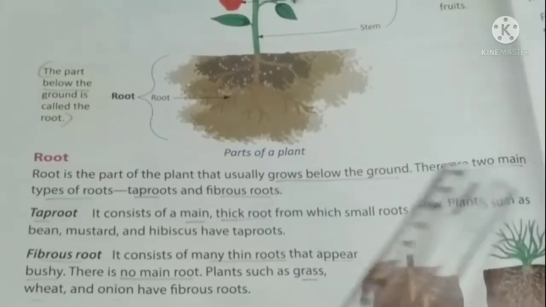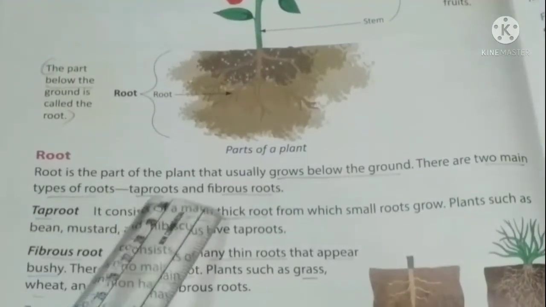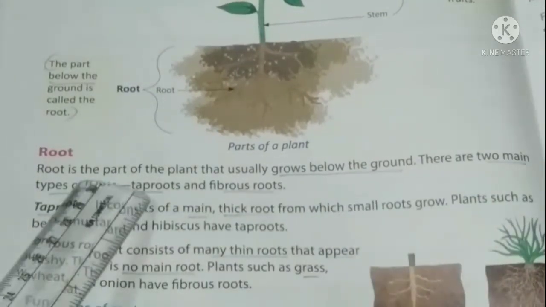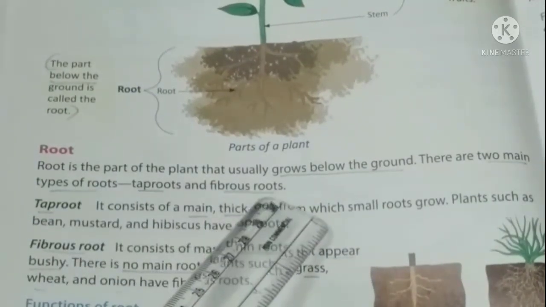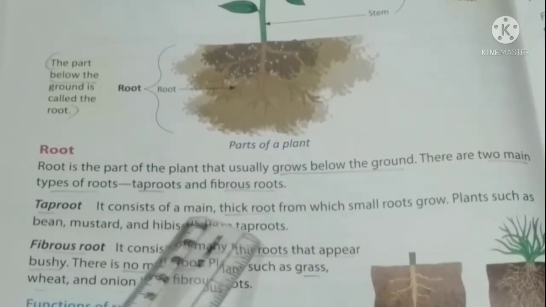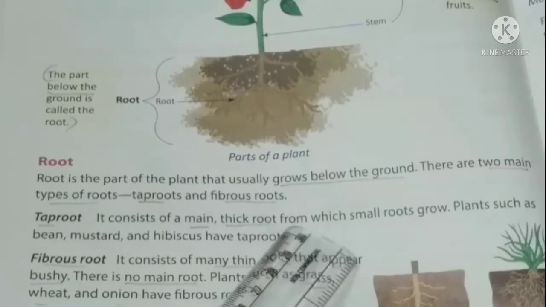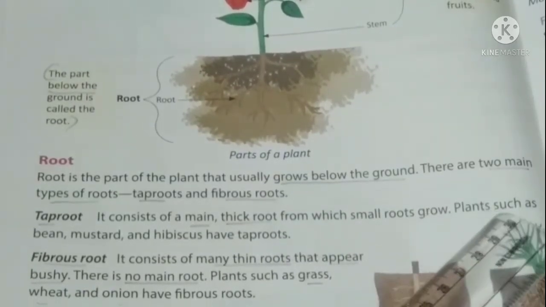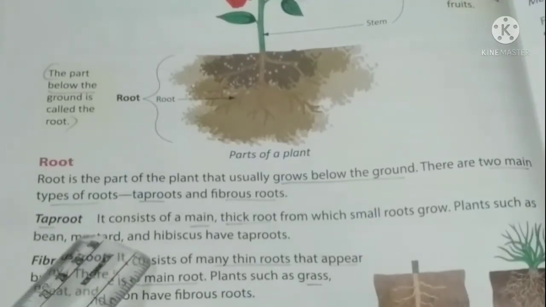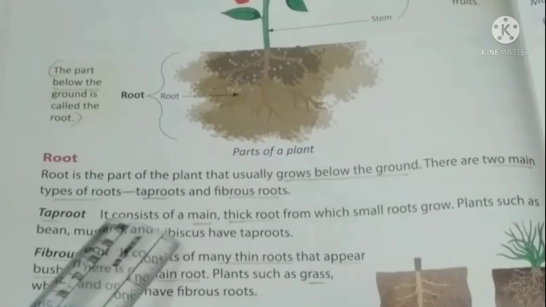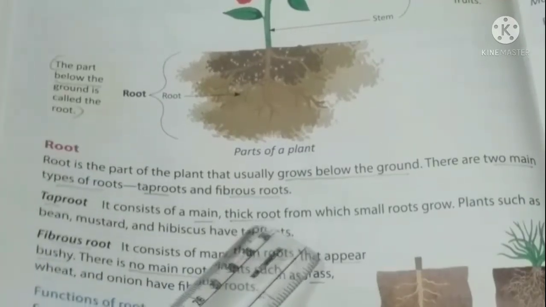There are two main types of roots, tap roots and fibrous roots. Underline the words: two main types of roots, tap roots and fibrous roots. Tap root. It consists of a main thick root from which small roots grow. Plants such as bean, mustard and hibiscus have tap roots. Underline the words main thick root.